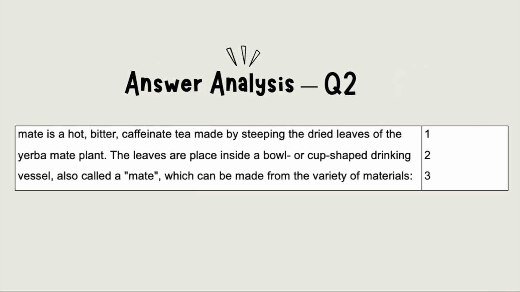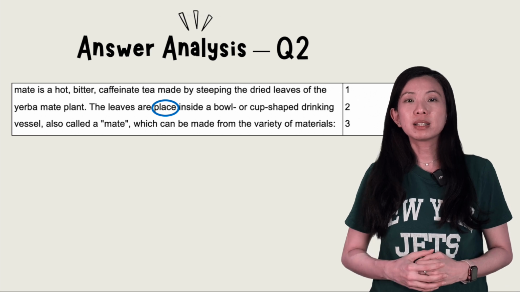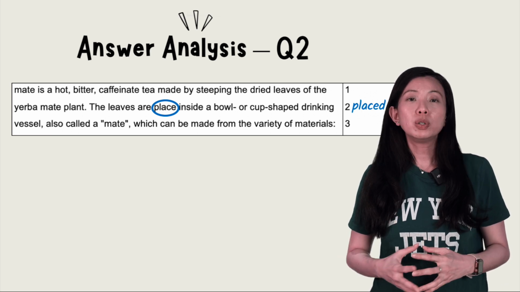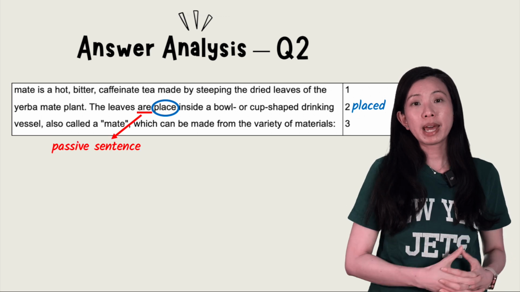Let's go to line 2, and I'm going to read the sentence for you first. The leaves are placed inside a bowl or cup-shaped drinking vessel, also called a mate, which can be made from the variety of materials. The error in line 2 is in the word place. The correct answer should be placed. The clue is in the word are, which comes before place. Now this should be in a passive form.